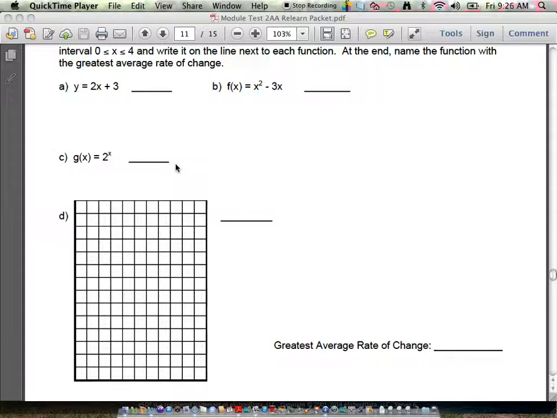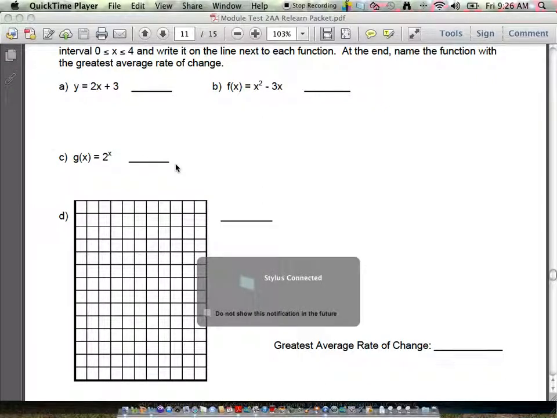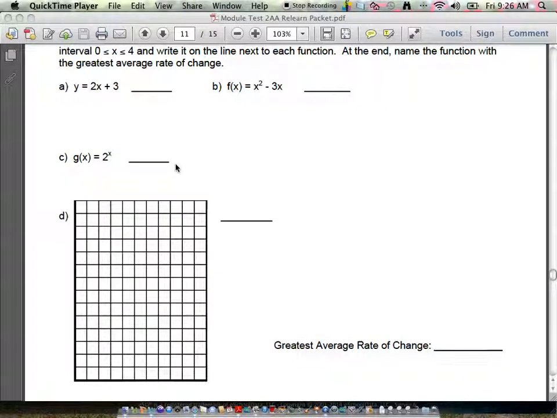Okay, so here we are, and we're on to part 4. The next kind of question goes over rate of change, and we looked really good on this particular question the other day, but I'll go through it anyway, just for the people who might need to go through it. Okay, so we're doing the rate of change over the interval from 0 to 4.